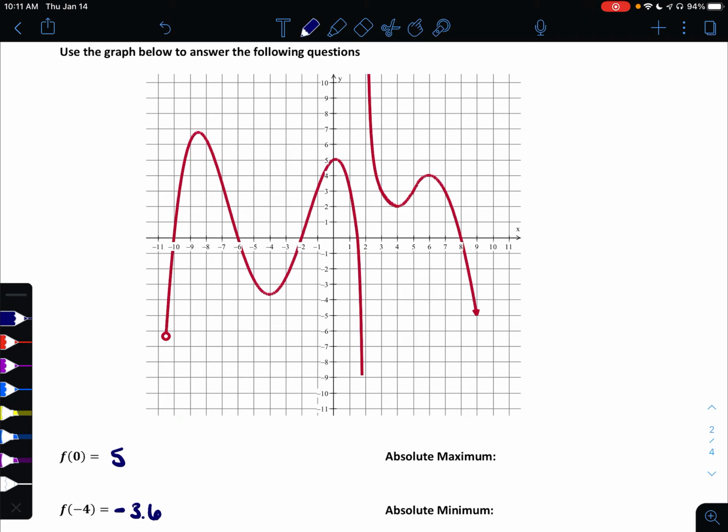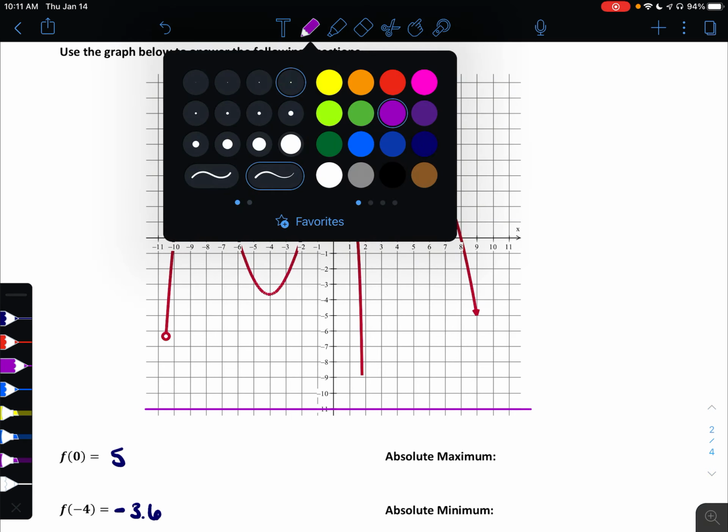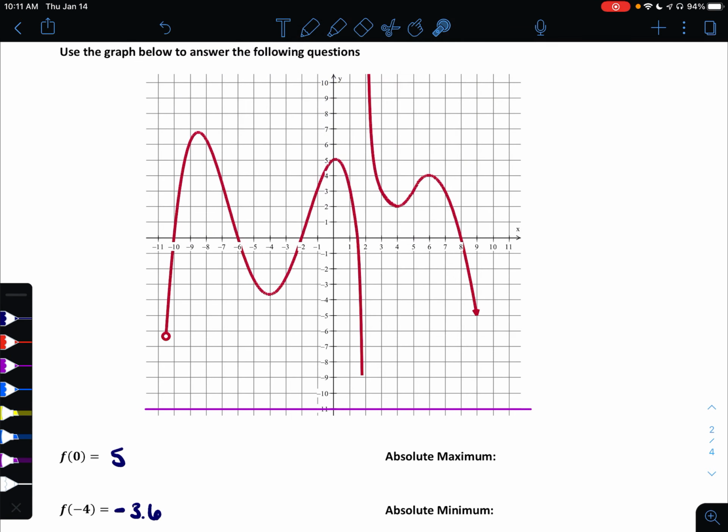So I'm just going to kind of think of this as a number line down here. And let's just sort of go across. Okay. All right, so starting on the left-hand side, I can see that our graph starts right here at about -10.5-ish with an open circle. Okay, so about -10.5 with an open circle.